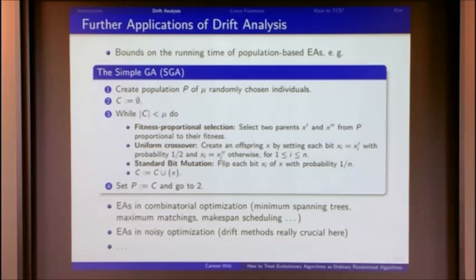And more recently, drift analysis is a major tool to analyze EAs in noisy optimization. Since noise will make everything that was deterministic before in some sense stochastic. So an elitist selection will no longer be elitist in some sense, and then all methods that were used before for deterministic selection mechanisms do not work any longer. But drift analysis still works.